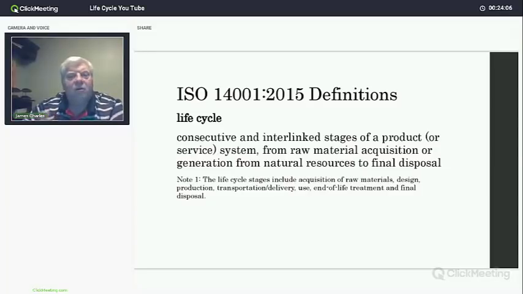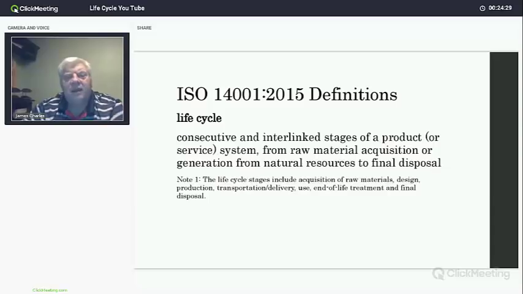And we're seeing a number of different, we'll call them alternate interpretations of what a life cycle is, how it applies to the environmental standard, and how organizations should implement those. So here's the definition of a life cycle as defined by the ISO 14001 2015 standard.